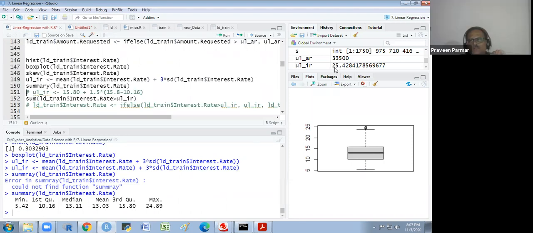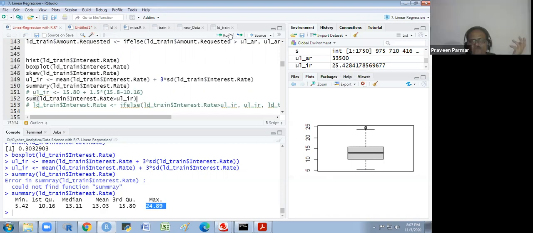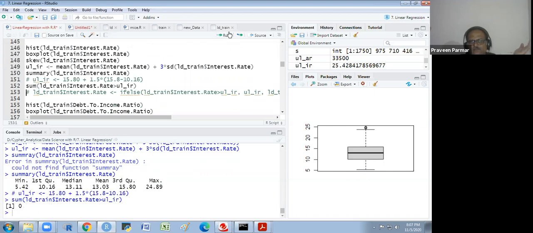You see, the outlier limit is 25.42, and our maximum value is 24.89. It means there are no outliers. An outlier would have to be greater than our maximum value. Does that make sense to everyone? Yes, sir. If I see how many outliers, it will give me 0, because no value is greater than that. Understand?